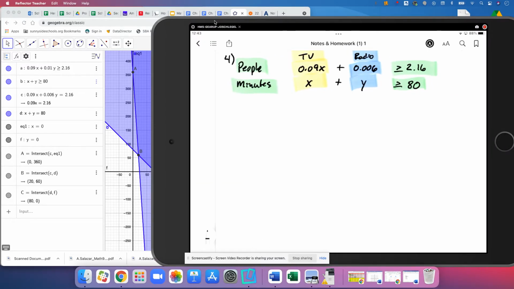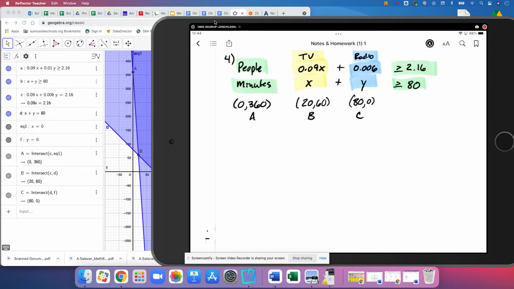So my 3 points are 0, 360. That would mean 0 minutes of TV advertisements and 360 minutes of radio advertisements. My next is 20, 60: 20 minutes of TV and 60 minutes of radio. And my last is 80, 0: 80 minutes of TV and 0 minutes of radio.